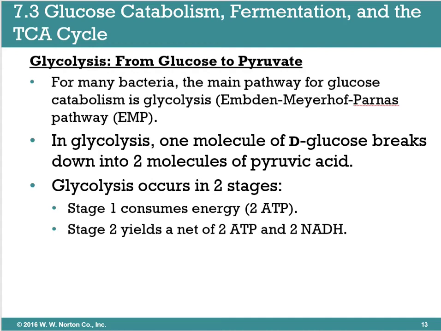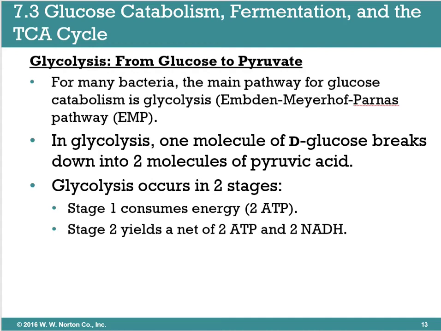Like I said, in glycolysis you start off with one single glucose molecule, and then it's broken into two pyruvates. We're going to go into that, and I'm going to show you a diagram. There are two parts of glycolysis that I want you to know. There's a part where you actually consume energy. It takes energy to break down that glucose, and that takes two ATPs. But then at the end, you will eventually yield two ATPs as well as two NADHs.